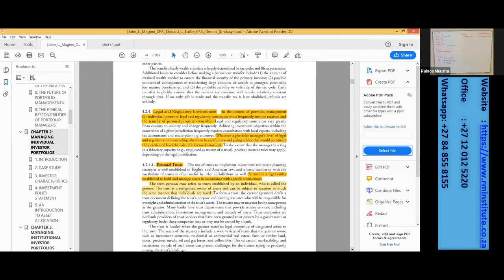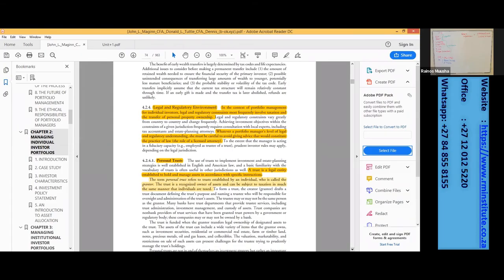Then under this as well, the legal and regulatory issues you have to take into account pertain to the different jurisdictions you have to bear in mind. For example, when it comes to personal trusts, on the last sentence of that paragraph, they say a trust is a legal entity established for holding and managing assets in accordance with specific instructions. The term personal trust refers to a trust established by an individual who is called the grantor. The trust is a recognized owner of assets and can be subject to taxation in much the same manner as individuals are taxed.